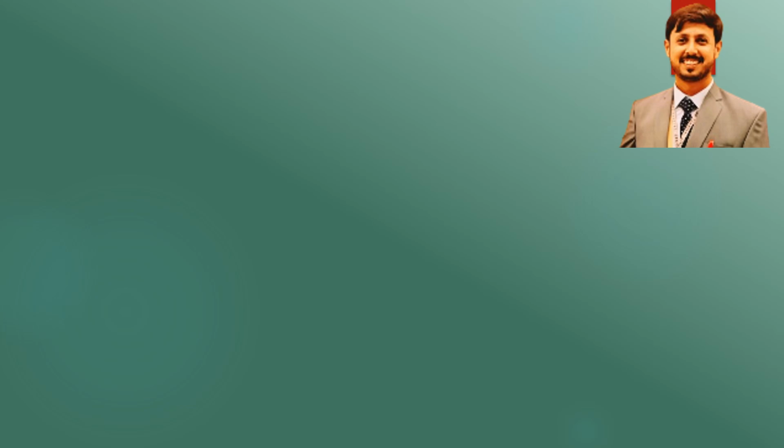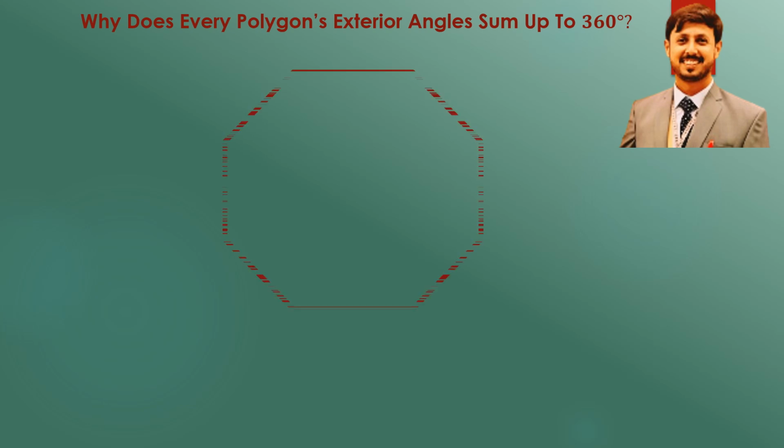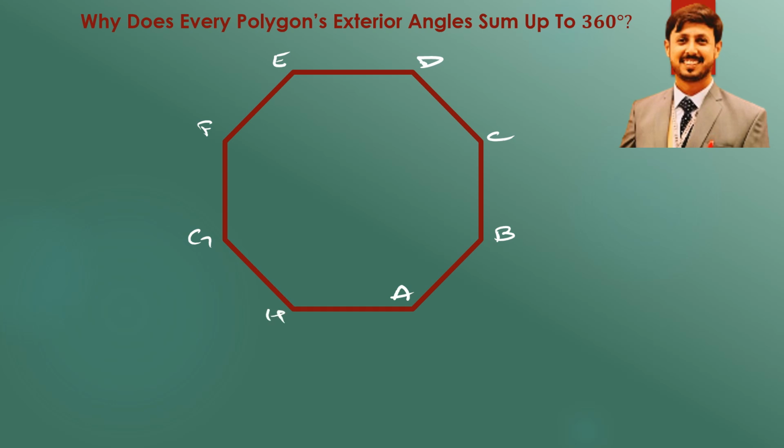Welcome, you all. Today we are going to study a question: why does every polygon's exterior angle sum up to 360 degrees? To understand this problem, first of all, we consider a polygon. Let's say this one, with the vertices starting from this point. Let's say this is point A, this is B, C, D, E, F, G, and H. So this is an eight-sided polygon, that means an octagon.